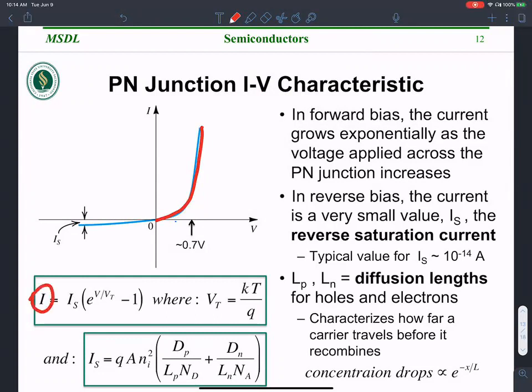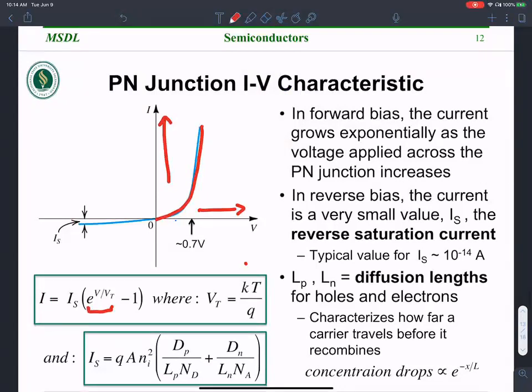So the current has an exponential dependence on voltage. As voltage increases, the current increases, and it does so in an exponential fashion, where Vt is the thermal voltage. Vt is given by kT over q, where k is the Boltzmann constant, T is the temperature, and q is the charge of one electron.